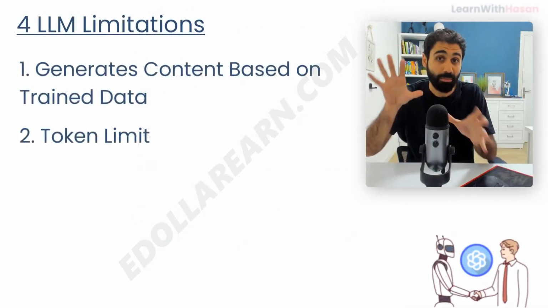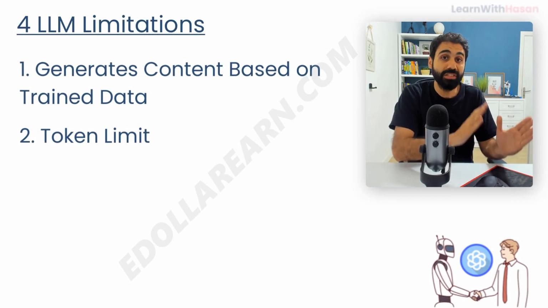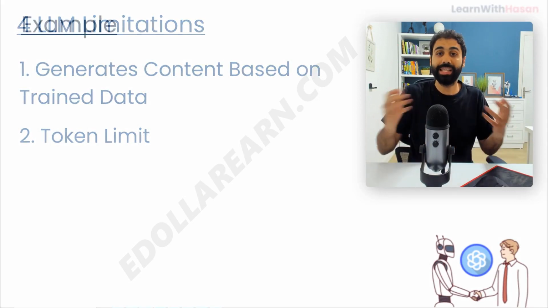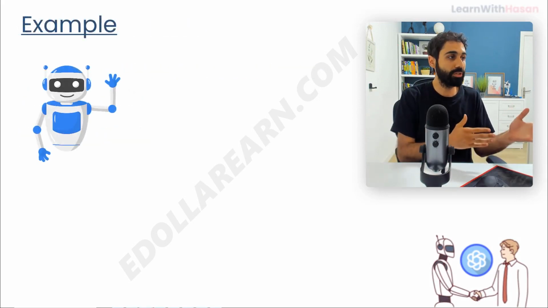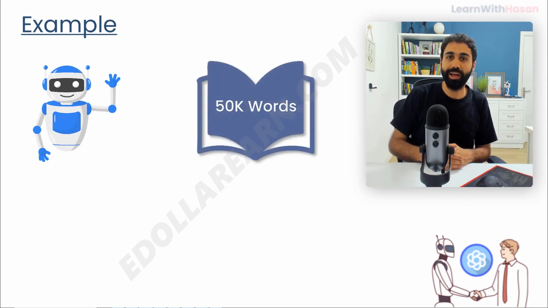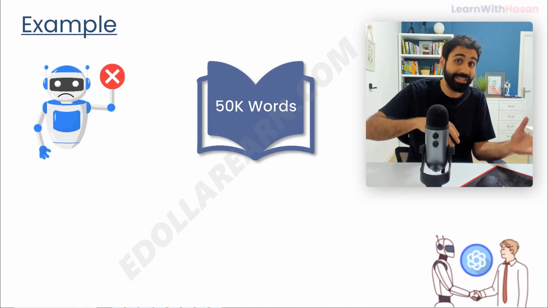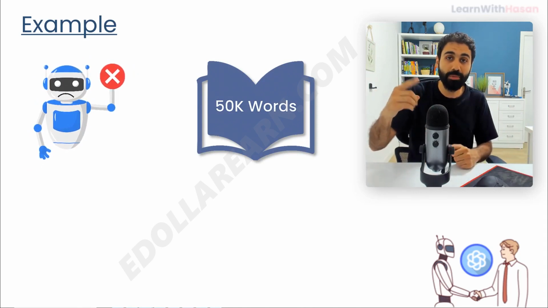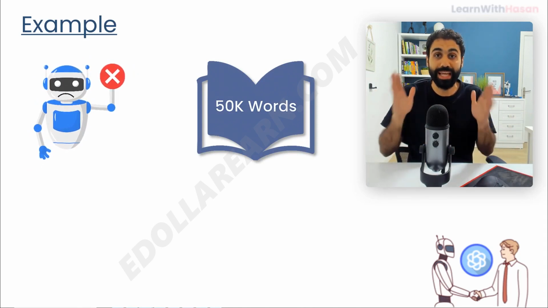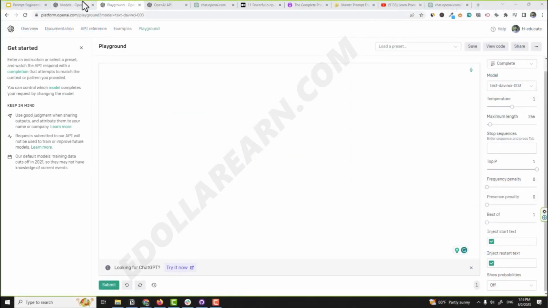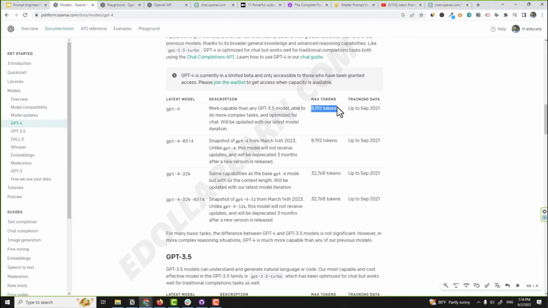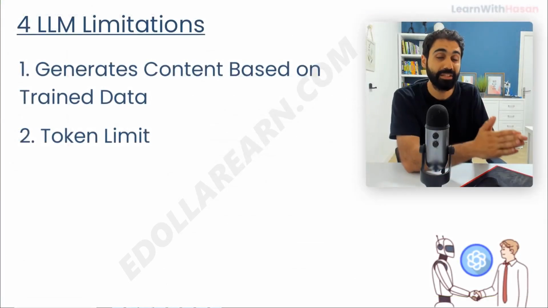So each model can handle a certain number of tokens. For example, if you want the model to create a full book of like 50,000 words, it will not be able to do that. Or summarize a book directly in one prompt, it will not do that. So by default, it has limits. Going back here, you will see we have GPT-4 with 8,000 tokens. We have GPT-4 32K with 32,000 tokens and so on. So each model has a limited number of tokens.